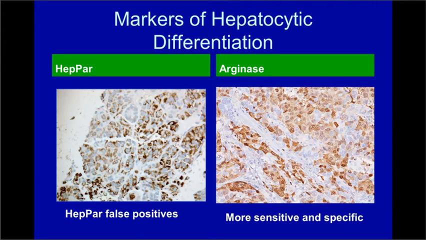So again, when looking at a case, we have to look at the cytomorphology in conjunction with the imaging and clinical features to determine if it's truly a hepatocellular carcinoma versus possibly a metastasis that's expressing HepPAR. For that, arginase is preferred because it's more sensitive and specific, but some well-differentiated cancers don't express arginase.